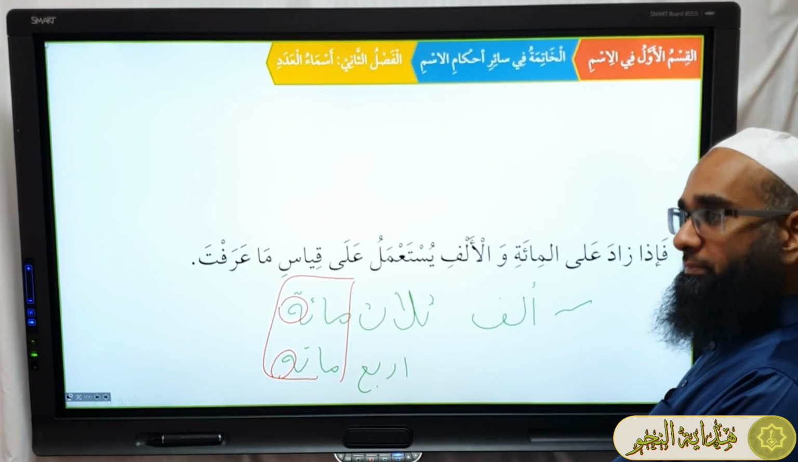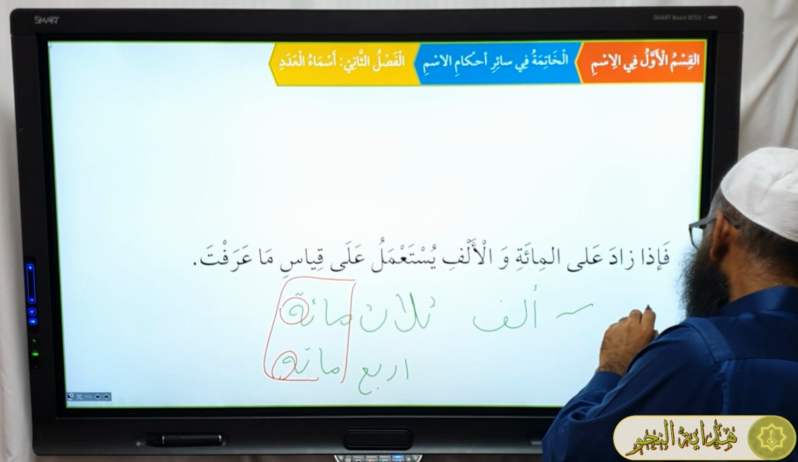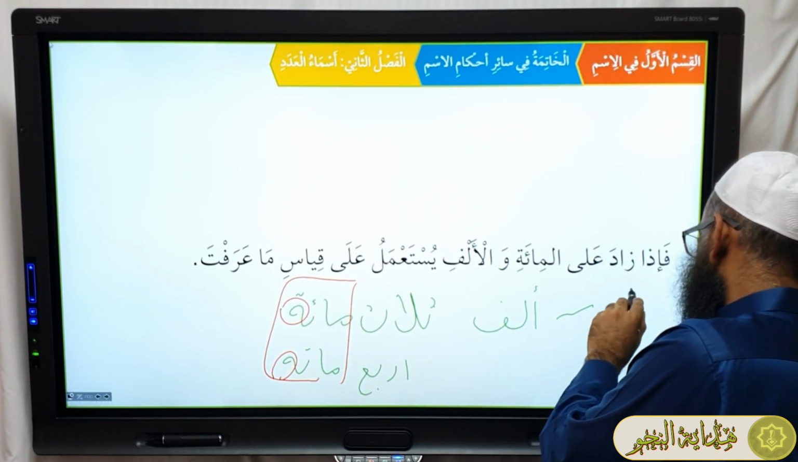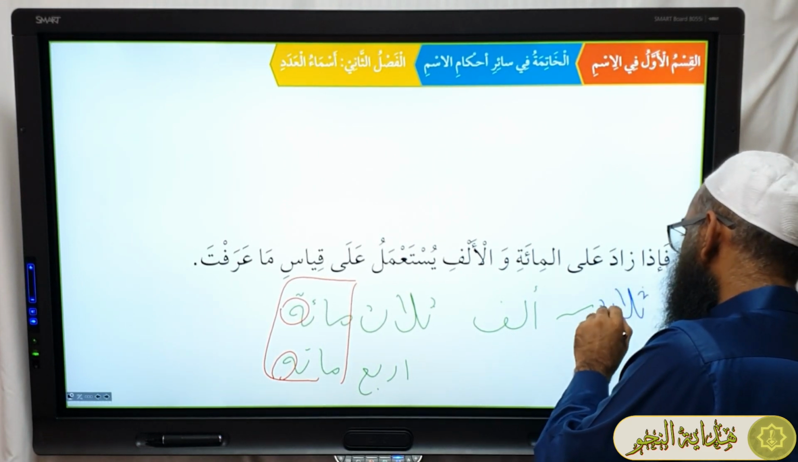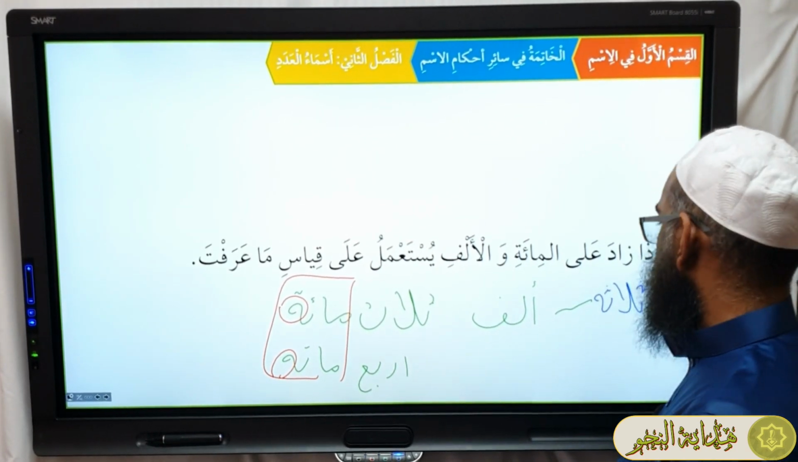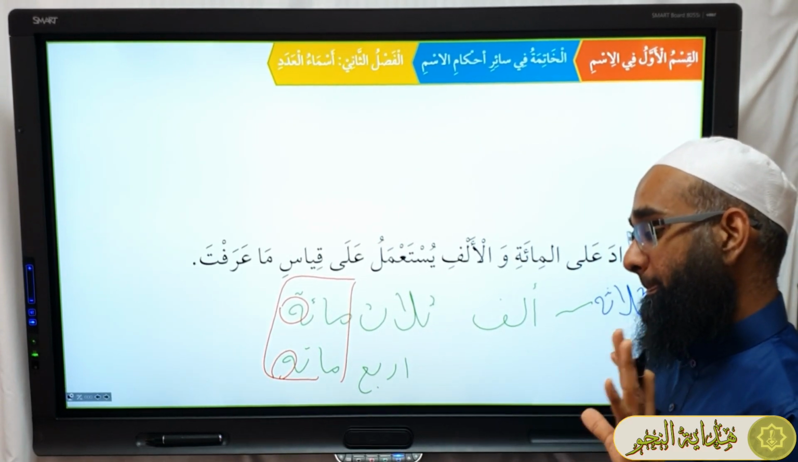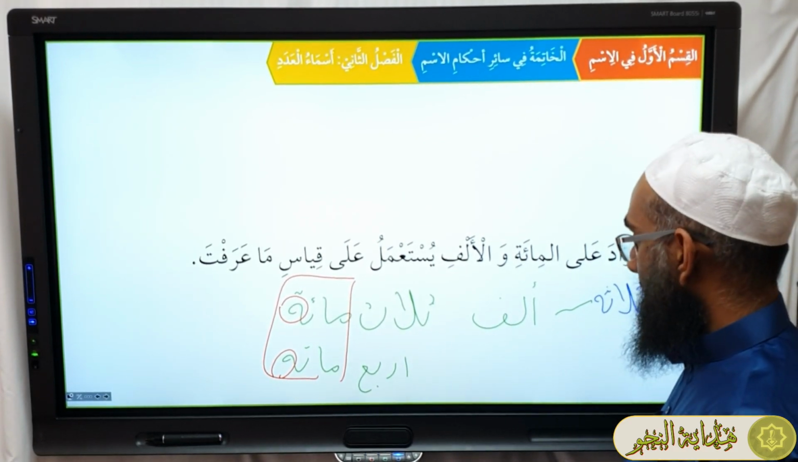Alf, masculine or feminine? So if you use the word 3, what would it be? ثلاثة. Need a partner, opposite gender. Correct? Understood? Everybody following? Yeah, is it clear?